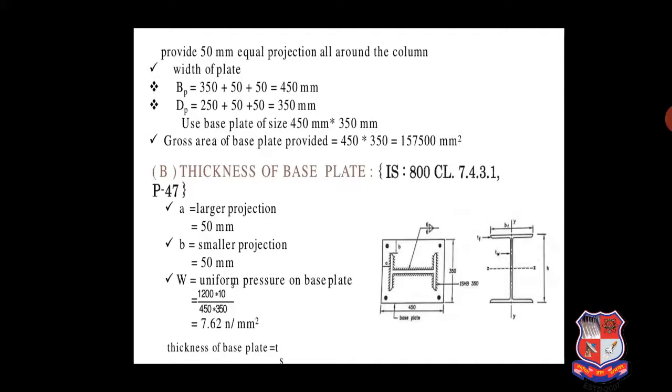So our next step, after calculating the gross area of the base plate, is to provide the thickness of the base plate according to clause number 7.4.3.1, page number 47 in our IS 800. Our larger projection A is 50 mm, our smaller projection B is also 50 mm, because we should provide 50 mm equal projection. What should be W? W is the uniform pressure on the base plate, calculated as total load divided by the area of the base plate. The total load is given in our data and the size of the base plate we decided in our first step. So W is 7.62 Newton per mm square. The thickness of the base plate is denoted by t.